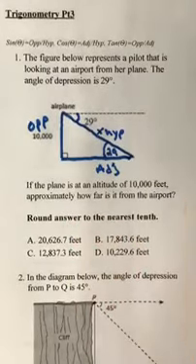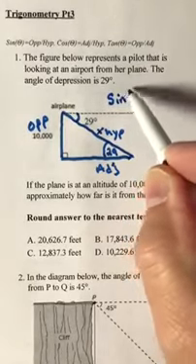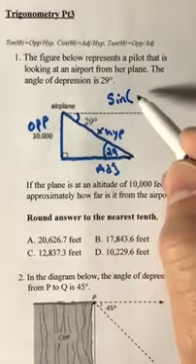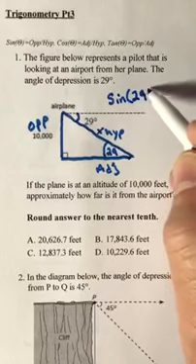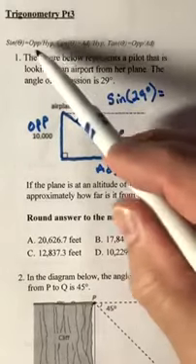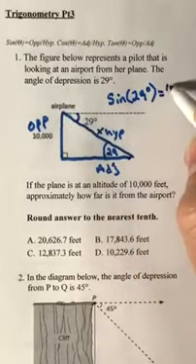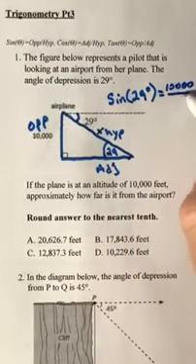Alright, so immediately we can write the trig function sine the acute angle, 29 degrees. Get your degree symbol in there, and that's equal to opposite divided by hypotenuse. So opposite is 10,000 divided by x.